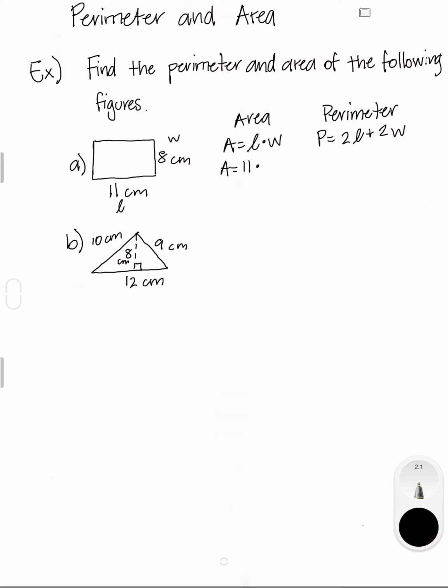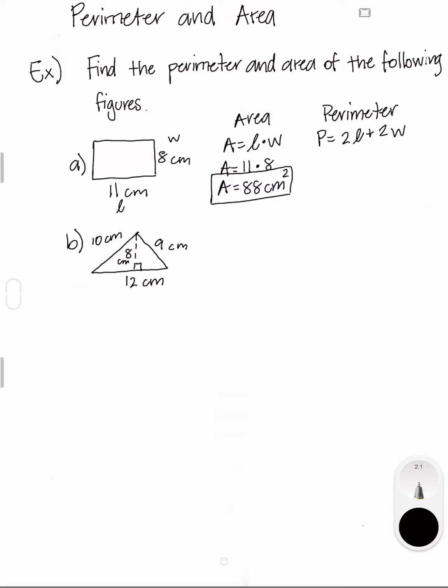So here we're going to have A equals 11 times 8. So A equals 88, and then it's going to be centimeters square. Every time we work with area, we need to add that exponent 2 for the units. Reason being, we are multiplying those units times the same unit. So centimeters times centimeters, right?